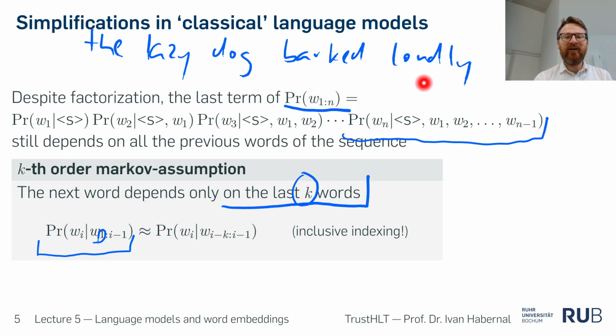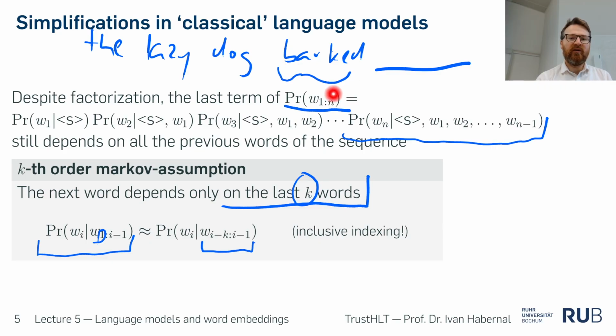So if we want to predict this word, assign a probability to the word coming after barked, we're not using the whole sequence of words, but just the last k words. For example, one last word or two last words would be taken into account to get the probability of the next word. Does it make sense? Very cool. That's where we get this approximation, and of course everything becomes much shorter and easier.